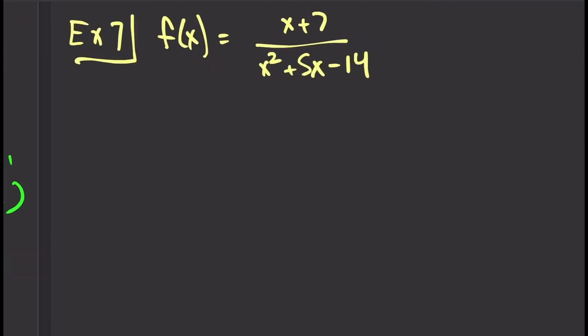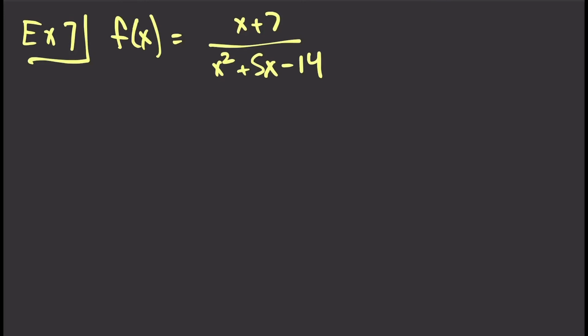All right, one more. So this one is probably the most work of the ones we've done so far. First thing I need to do is determine where it has discontinuity. So that's simply going to be denominator equal to 0. Those are the places that have discontinuity. First thing I want to do is factor this, right? This factors pretty easily: x plus 7, x minus 2.